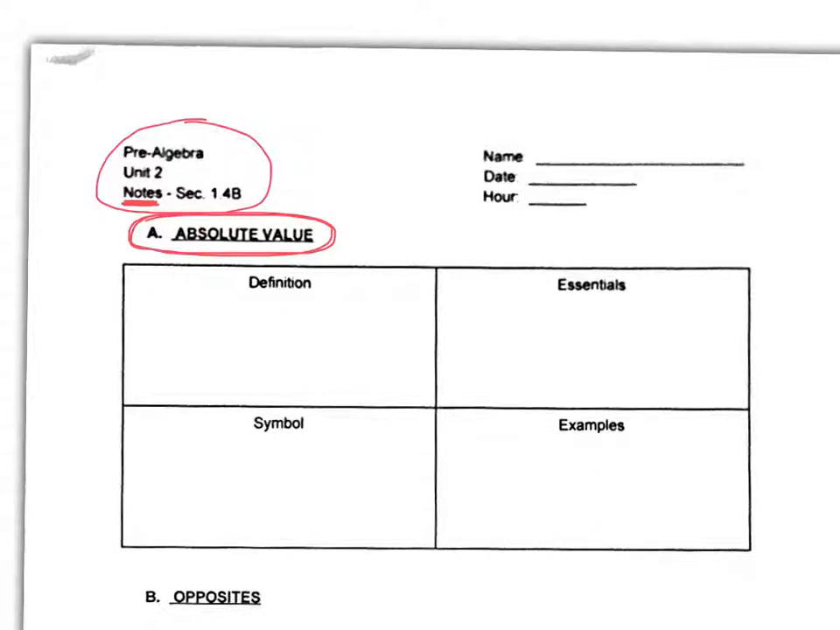So first, absolute value, which we've spoken of earlier. By definition, you should know the definition already. It's the distance from zero. So all you're really doing is counting your steps. How many steps does it take to get to your number if you start from zero? And it doesn't matter which direction you go.